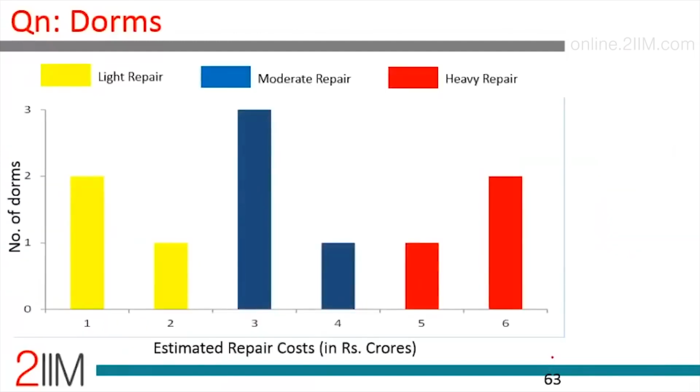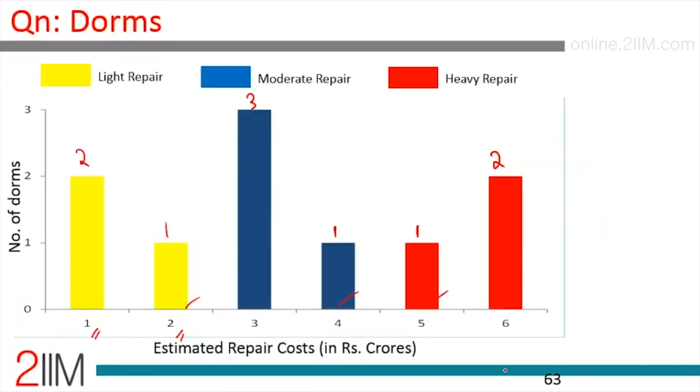Now, this is the chart. So it's a predominantly useless chart. It's a confusing chart. This is the repair cost. This is not DOM numbers, mind you. These are not DOM numbers. The number of DOMs. They're telling us 2 DOMs cost 1 crore. 1 DOM costs 2 crores. 3 DOMs cost 3 crores each. 1 DOM costs 4 crores. 1 with 5 crores and 2 with a 6 crore cost. And the 10 DOMs are distributed like this. For 2 crores and 4 crore and 5 crore cost, there are only 1 DOM each. For 6 and 1 crores, there are 2 DOMs each. For 3 crores, there are 3 DOMs.